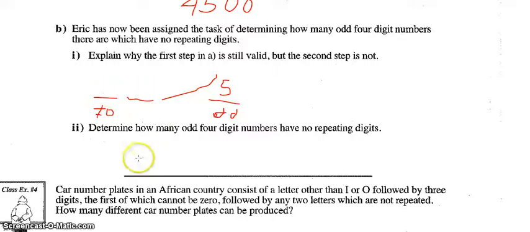Let's try something. Explain why the first step is still valid, but the second step is not. Here's the thinking. If the last digit is odd, in the first step we put 5. However, the first digit cannot be 0. Can I just put a 9 there? No, because you cannot repeat the last digit. So how about putting 8? Would that work?